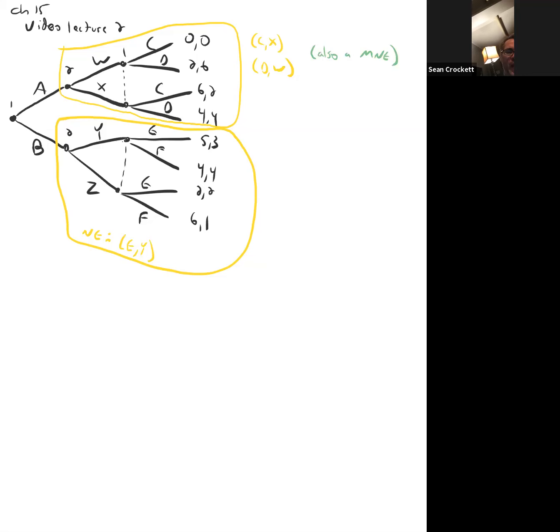When player one makes the choice of A or B at the first node, in an equilibrium, he'll know which equilibria all the subgames are played in as well. So he'll know whether the top subgame is played in the CX equilibrium or the DW equilibrium. If it's played in the CX equilibrium, player one's payoff is going to be 6. Whereas in the EY equilibrium, player one's payoff is 3. So if CX is the NE in the top subgame, then player one chooses A because A gives a better payoff than picking B.